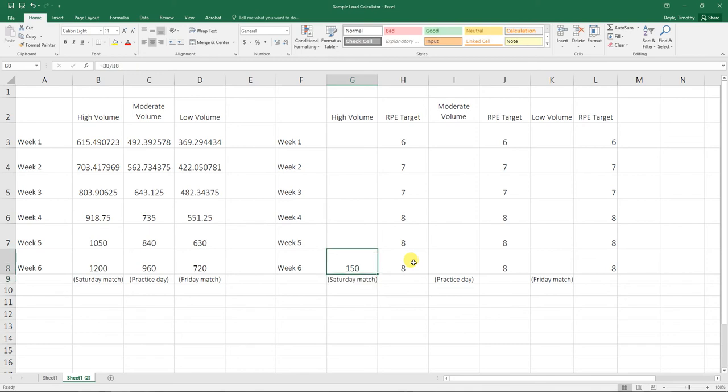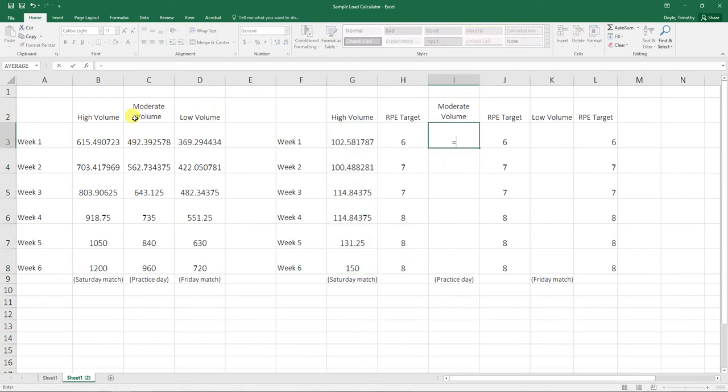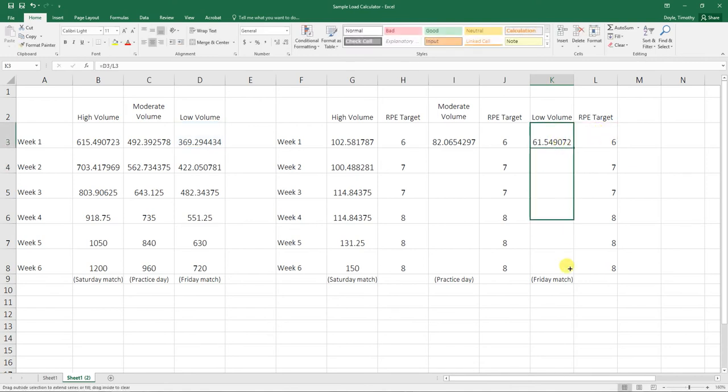And this makes sense, right? We said a 2.5-hour match. That would equate to a 1200 load. And so we're just going to take that formula and we're going to drag it across. All right, and you can do the same thing for all of these. So moderate volume: just going to take the load that they should be at and divide it by the RPE target. Same thing for low volume. And then each one of these, you just want to play it out.